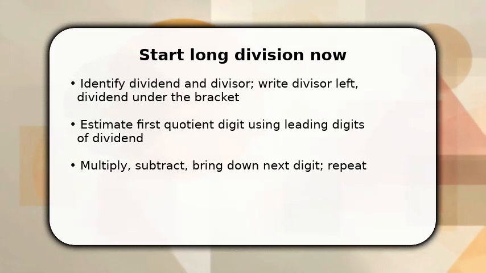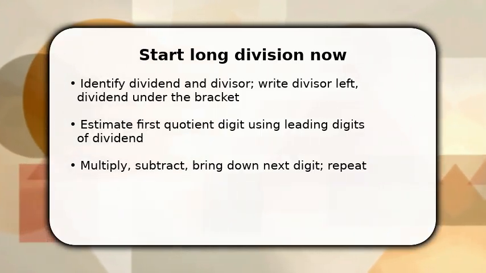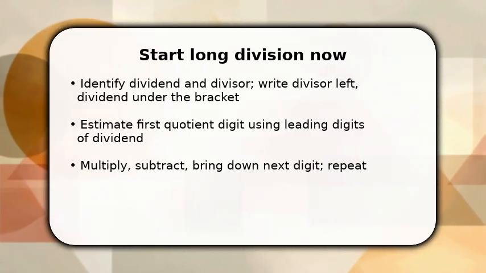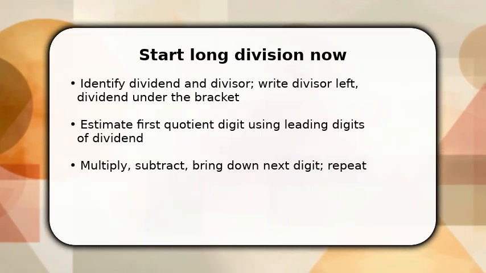Enjoy the video. You begin by placing the divisor to the left and the dividend under the bracket. This orients the problem for every step. Next, pick the smallest group of leading digits in the dividend that the divisor can go into and estimate the first quotient digit, rounding down if unsure.